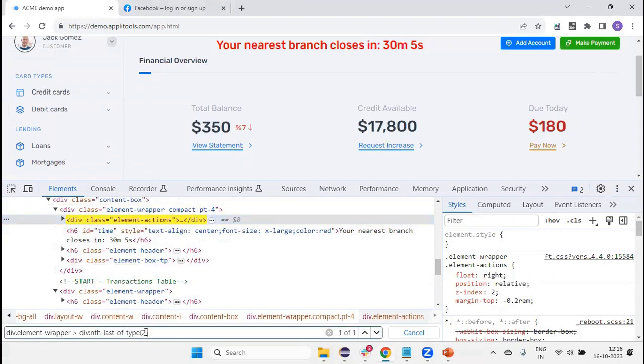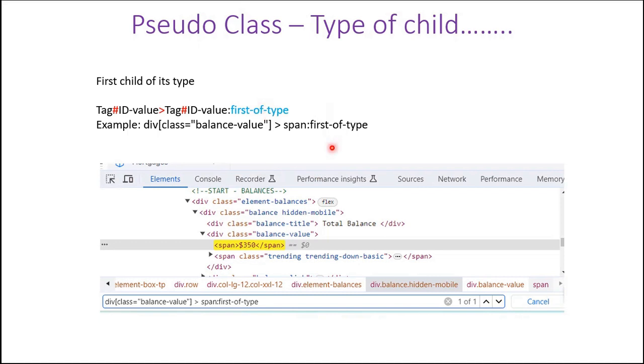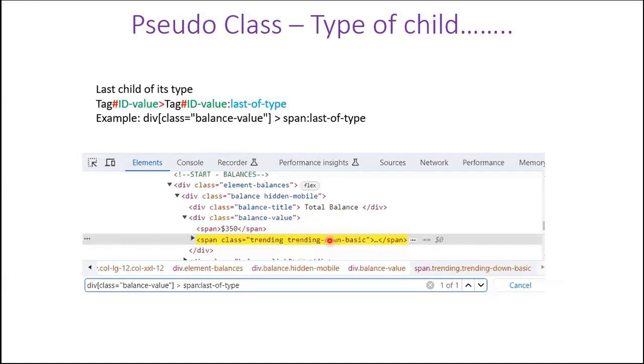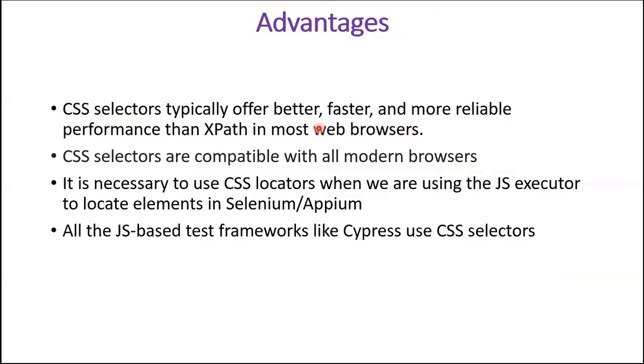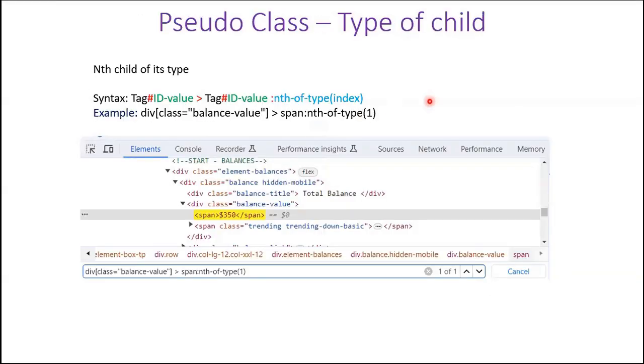So nth-of-type will check both the tag name and the position. We have first-of-type, which will give you the first child. Similarly, if we use last-of-type, it will give you the last element. It will check the type as well as the position. So with nth-of-type, we can pass the index, and it will give you the nth position. And we can also get the last.